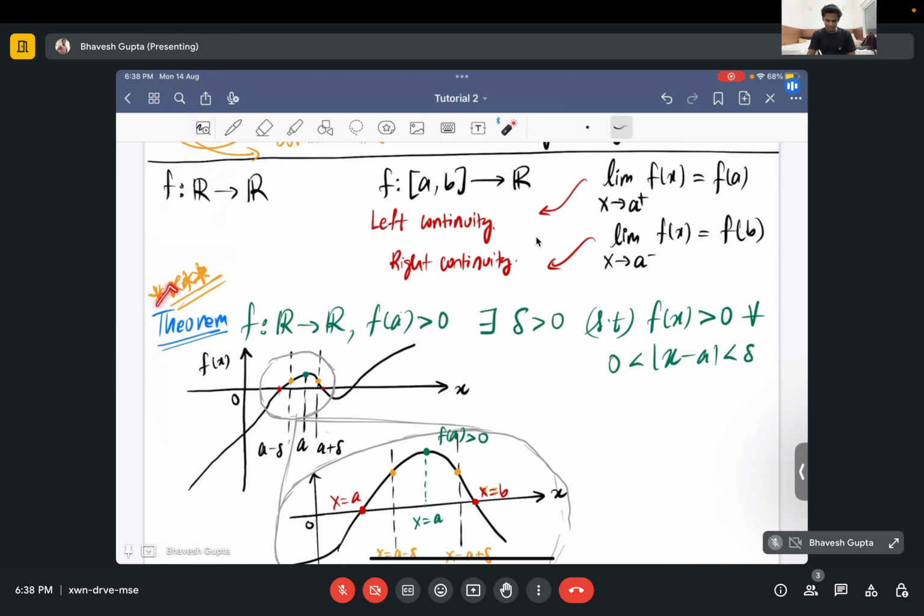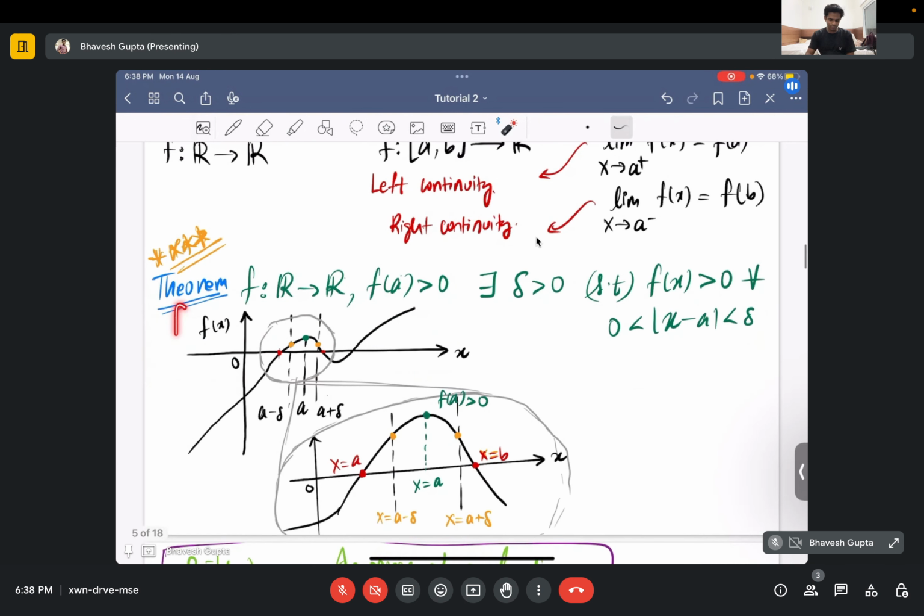And this definition is also true in the case of negatives. Okay, just replace all this with the negatives. So this theorem is also true. And you can see this theorem graphically over here.